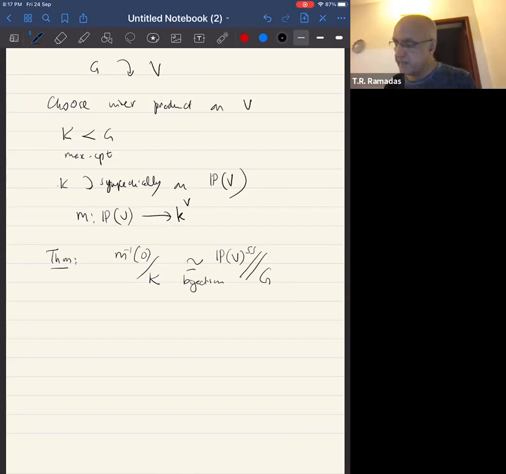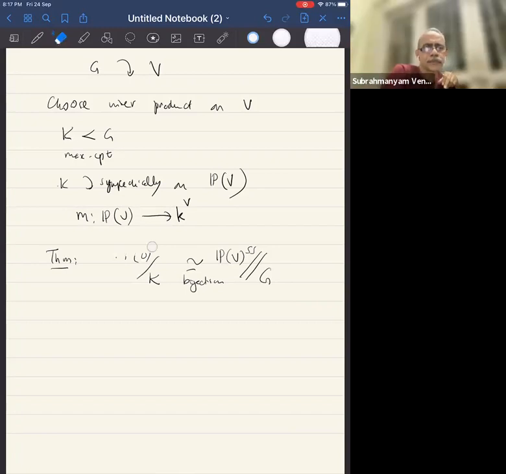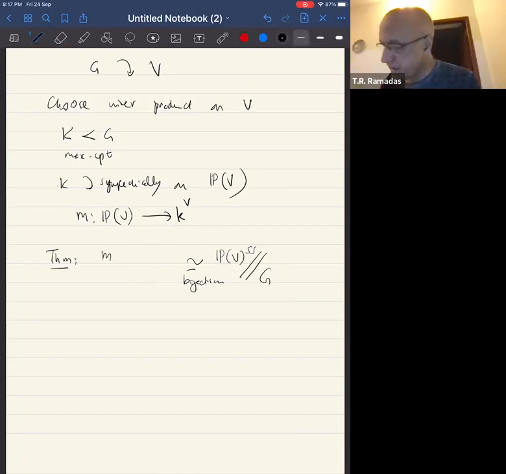So by 0, let me just be explicit. No, M inverse of 0 in K dual. So M is an equivariant map from PV into this vector space, the dual of the Lie algebra of K. Take the inverse image of 0. Because this map is K equivariant and 0 is fixed by K, K will act on the pre-image of 0.